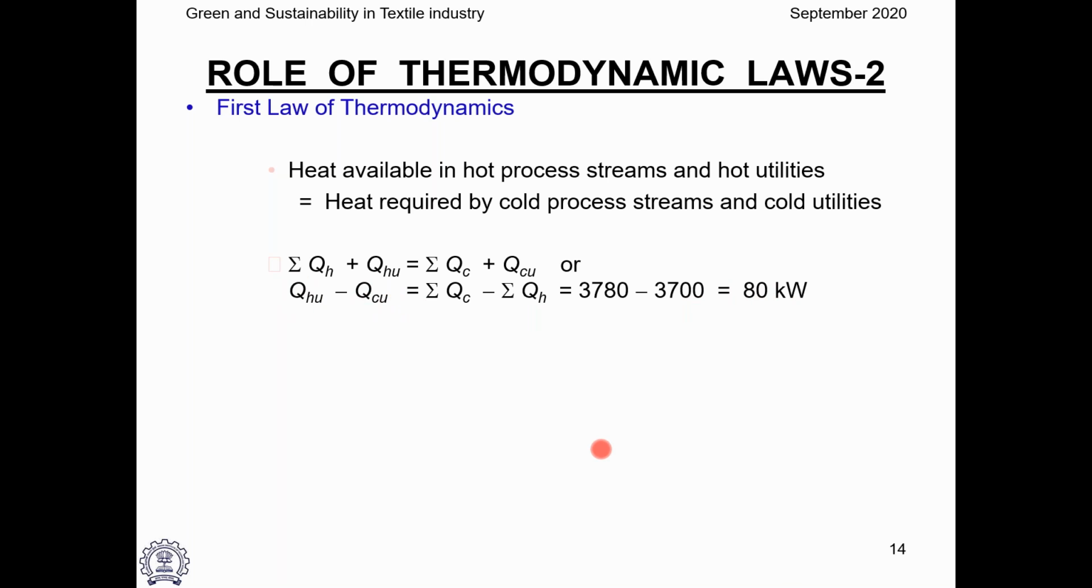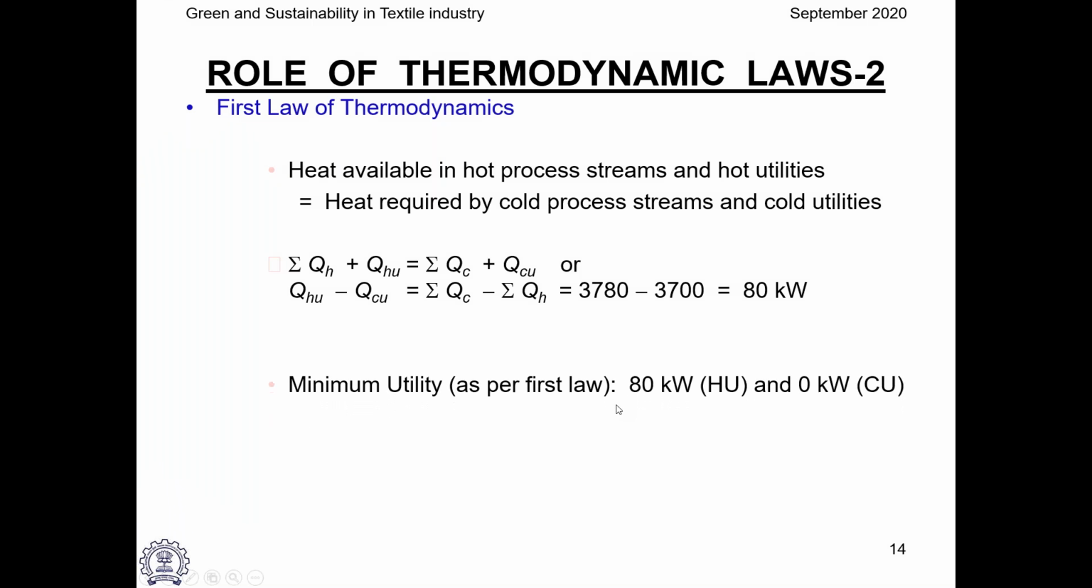What could be the solution of this? One simple solution is that we need only 80 amount of hot utility and 0 amount of cold utility, right? That's the absolute minimum from the first law. But probably this is not going to be an acceptable solution. Why? Because of something known as the second law of thermodynamics.